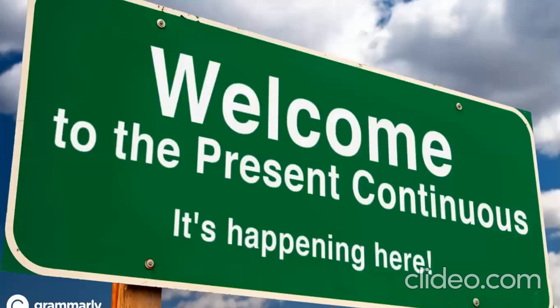And for today's lesson, as you see, we're gonna look at a very common grammar lesson, which is the present continuous. This tense is also called the present progressive, a verb form used in modern English that combines the present tense with the continuous aspect.